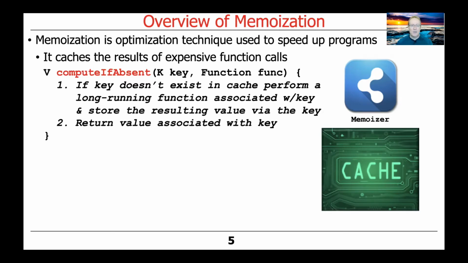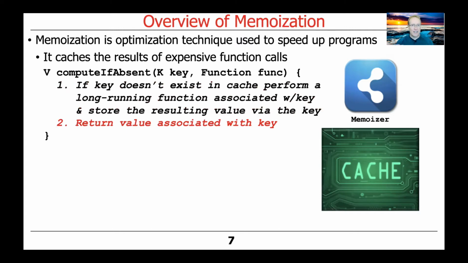So the way it works is there's a method called computeIfAbsent, which takes a key and a function, where the function is a Java 8 functional interface like Function. And if the key doesn't already exist in the cache, then call the long-running function that we just passed in. And when that computation is done, associate the value returned from that long-running function with the key in the cache, and then return the value that's associated with the key.